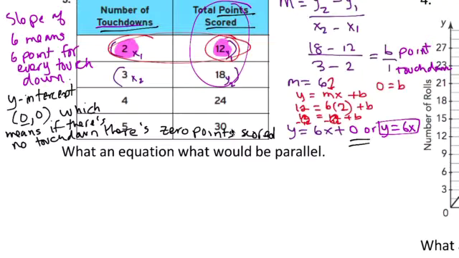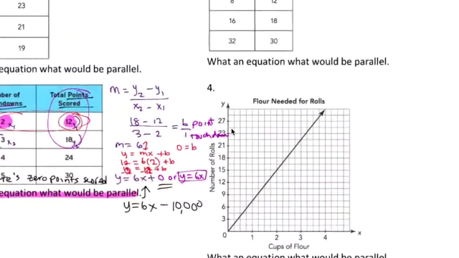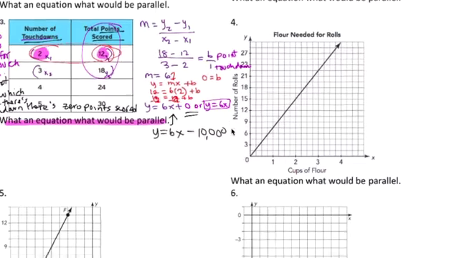And here's important too. Write an equation that would be parallel to this one. Y equals 6x, the slope has to be the same, plus any y-intercept, let's say plus or minus 10,000. Doesn't matter, as long as the slope's the same. Okay, number of rows.